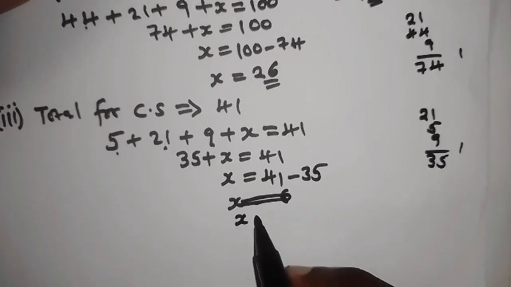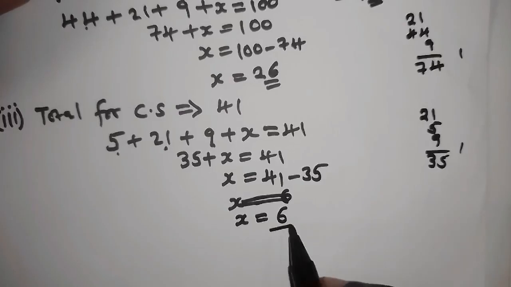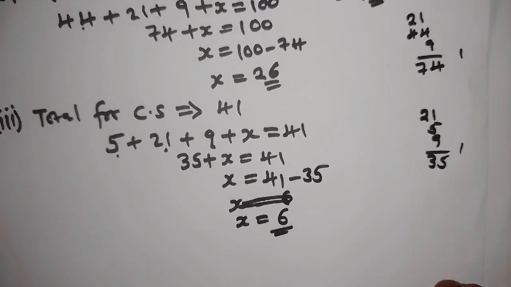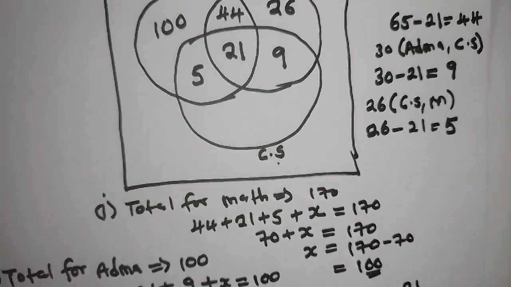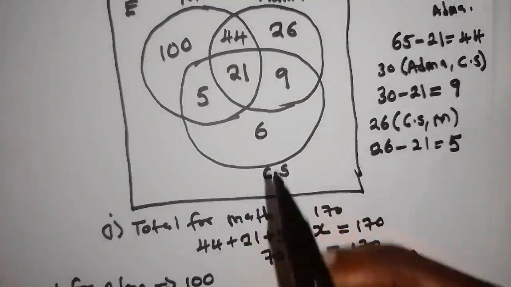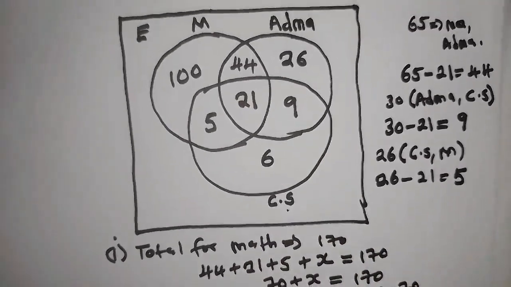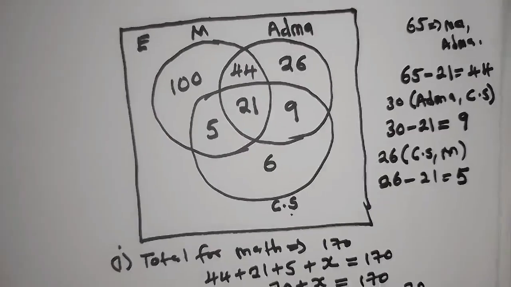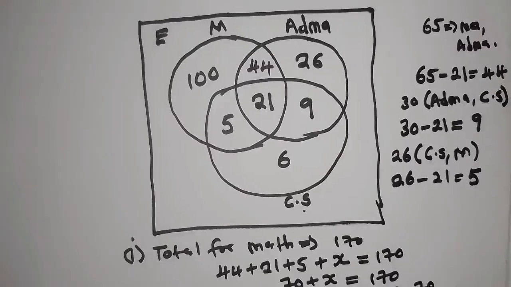So just have 6. So we can put that 6. So only the 6 dot computer studies. So as you can see, we have managed to fill up this information. Okay, we have managed to fill up this information.